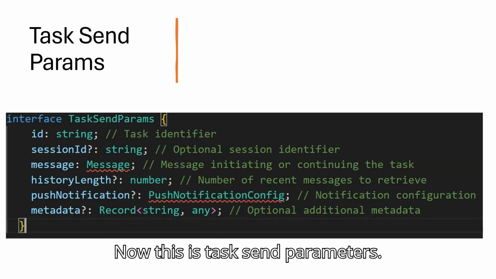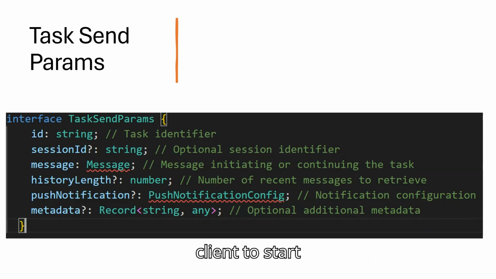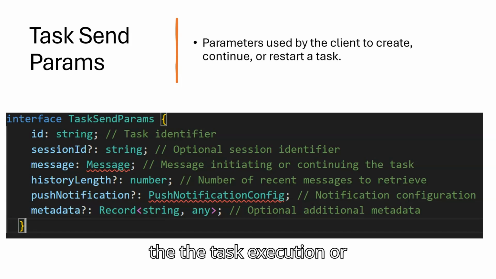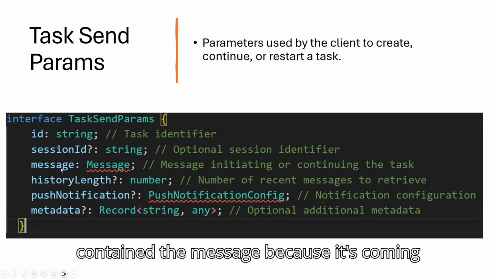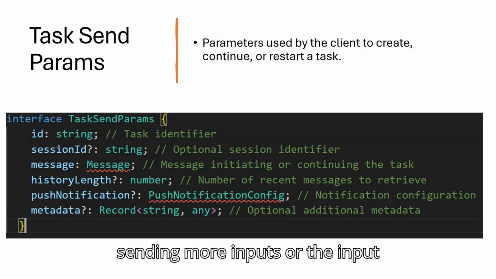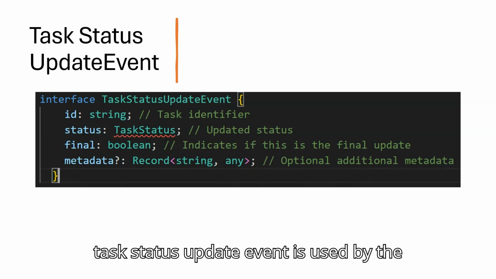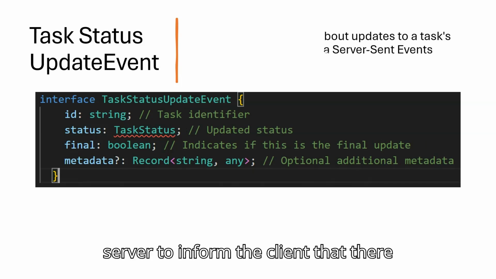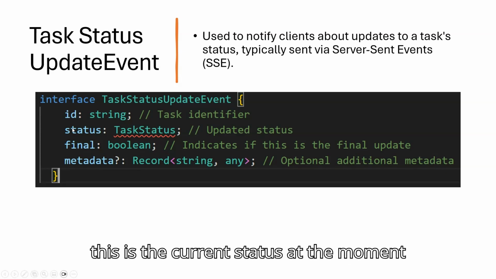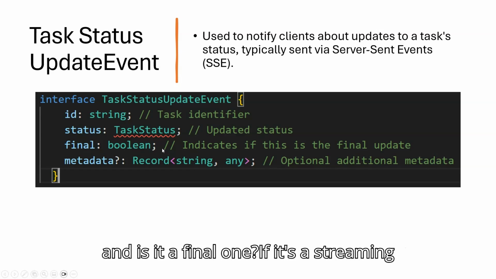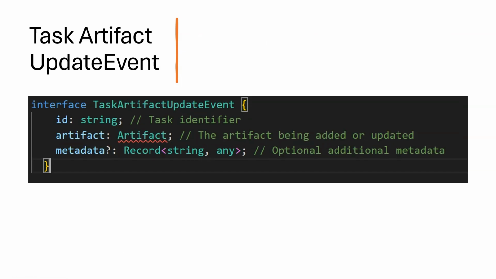Okay. Now this is task send parameters. This special type of event is used by the client to start the task execution, or continue or restart a task. And it contains the message because it's coming from the client, so it's basically sending more inputs or the input parameters. Now, the task status update event is used by the server to inform the client that a status update is happening, and this is the current status at the moment. And is it a final one? If it's a streaming task, usually final is false in the first or second task exchange.